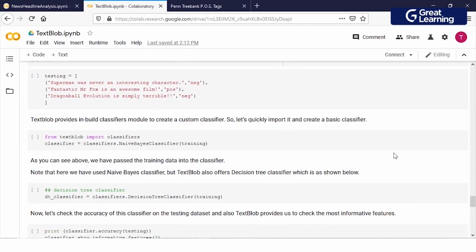TextBlob provides an inbuilt classifier. And finally, I went into the TextBlob classifiers and created what is known as a naive Bayes classifier. I took a naive Bayes classifier.